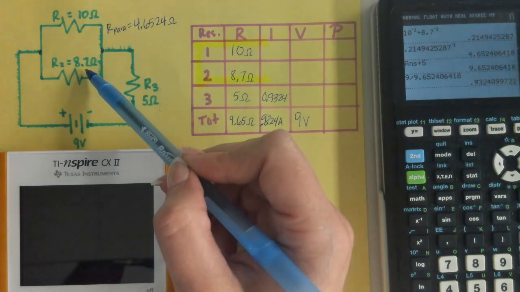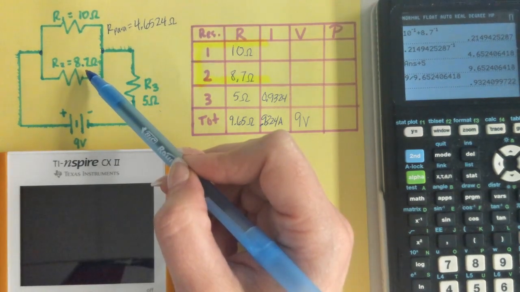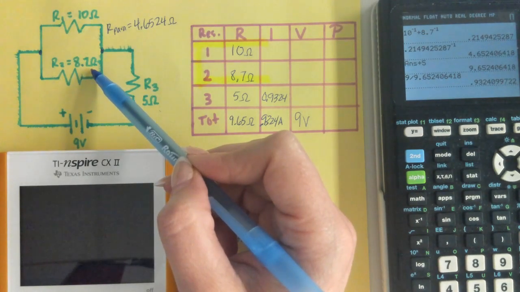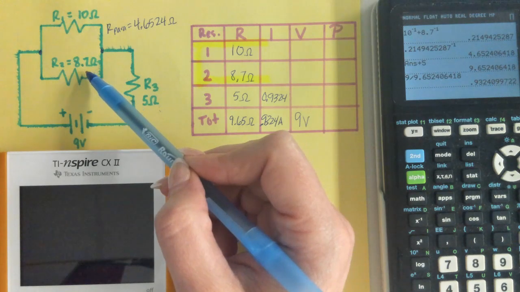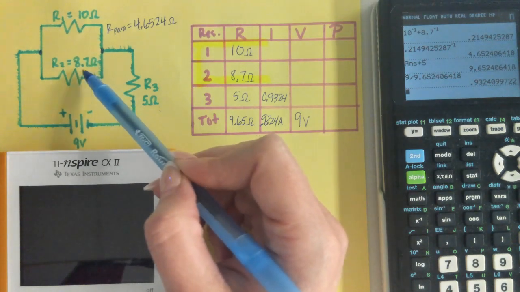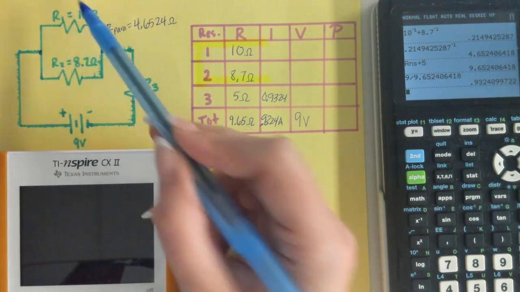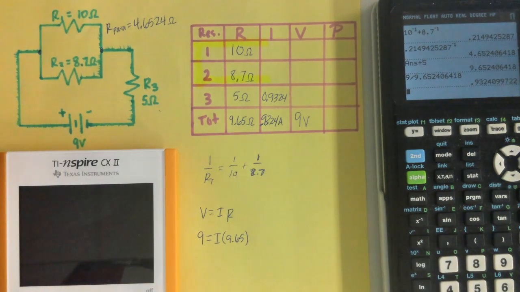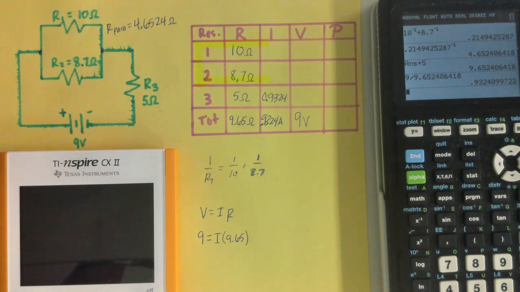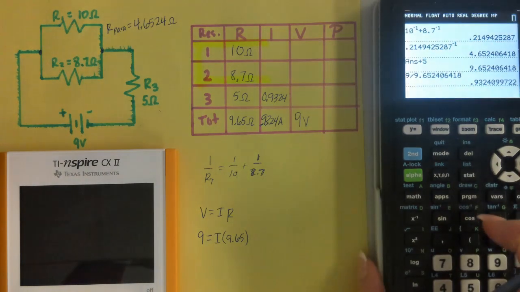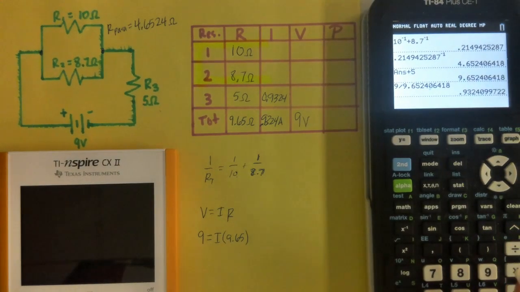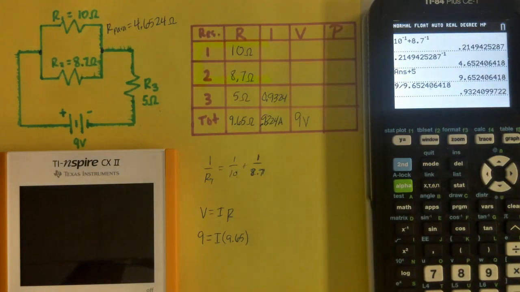I do know without doing any math that my charges, my current will be greater along the path of least resistance. So I know that my current will be greater through this resistor, the 8.7 ohm resistor, than through this one. Probably not significantly greater because those two values aren't exactly super far apart, but it will be different in those two.